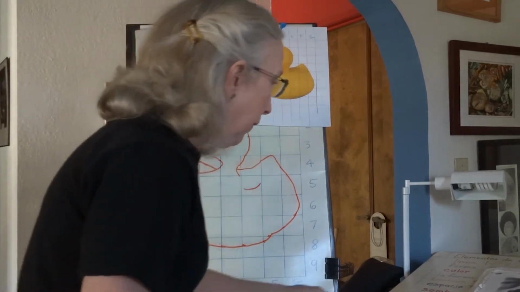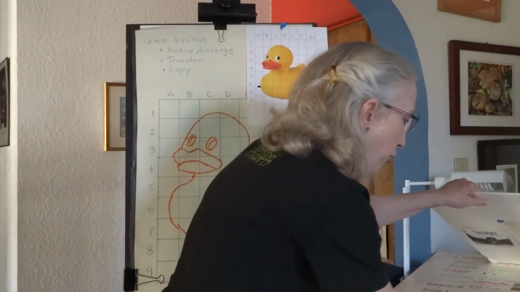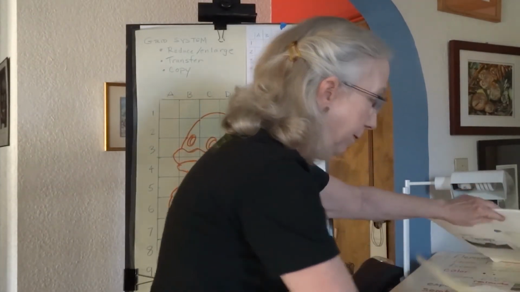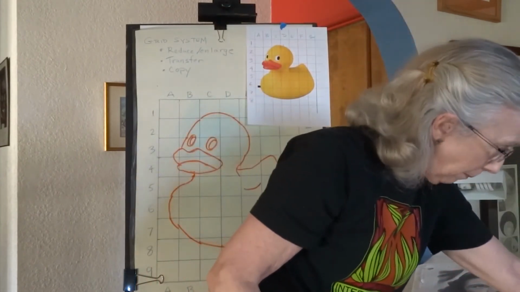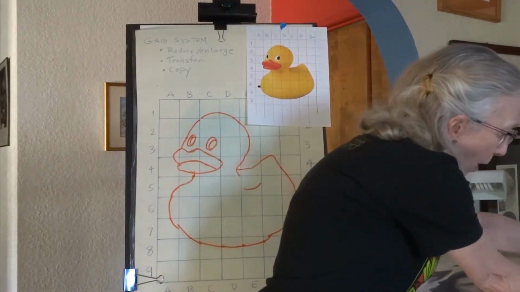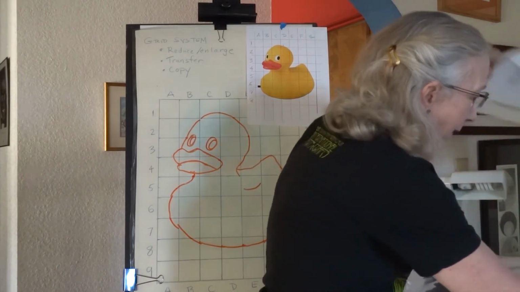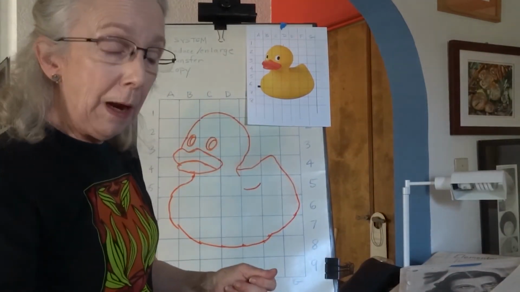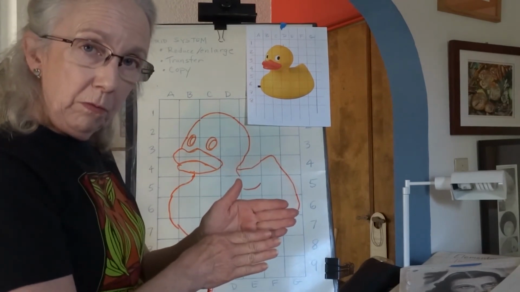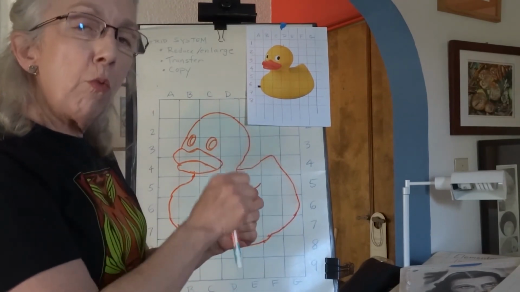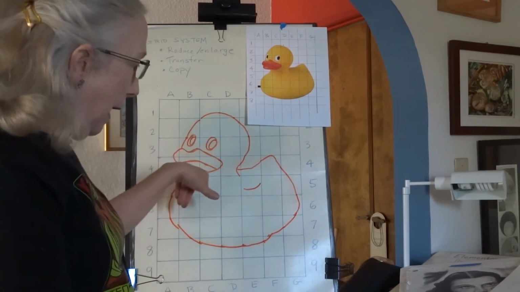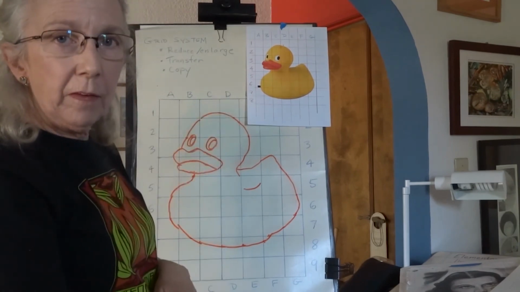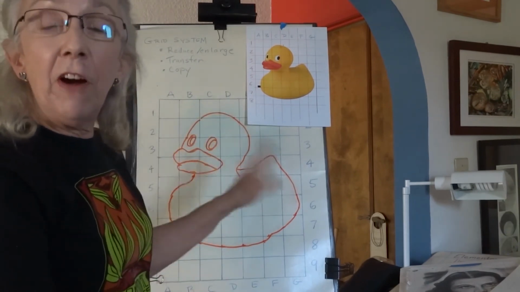Let me show you one other thing. If you've got a picture that is in a book, and you can't do grids on it because it's in a book, what I recommend that you do is take your friend parchment paper and put that over your picture. Draw a grid on the parchment paper and you'll be able to see through it and do this. Okay, have fun with this.